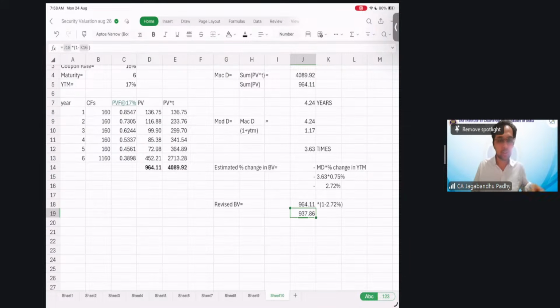Grom is asking, Macaulay duration is a weighted average time period when the investor receives his principal and interest of his initial investment. Yes, you can say that. It's a weighted average time period, correct?